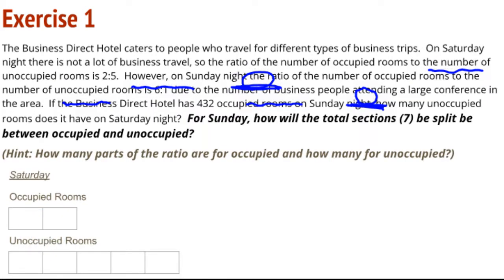Well, hopefully for Saturday you said, well, the ratio is 2 to 5. I'm going to erase all my marks here because the text size has changed. Hopefully for Saturday you said the ratio is 2 to 5, occupied and unoccupied, and we have 2, and we have 5. Hopefully you have something like that drawn.